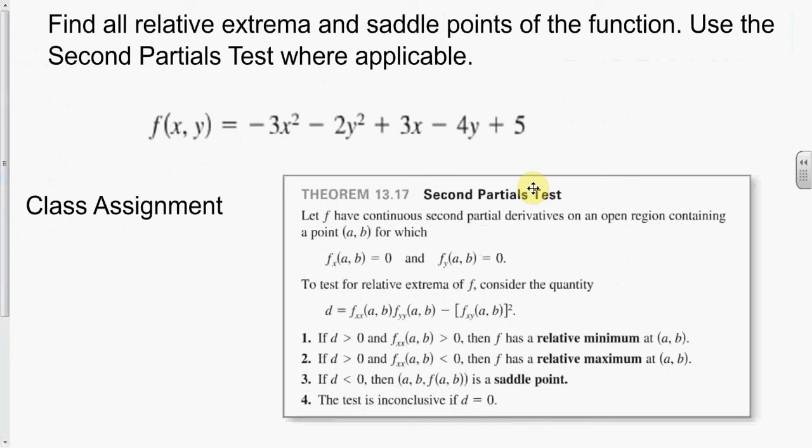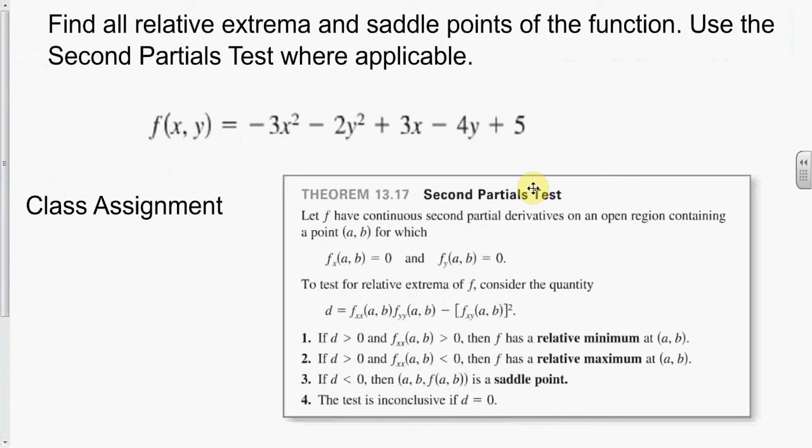Did you get it, Ryan? Okay, good. We're going by the second partials test. I just pasted it right here again. Remember for that previous problem, D was negative, which means you have a saddle point at the point A comma B. Then you evaluate AB within the function to get f of AB.